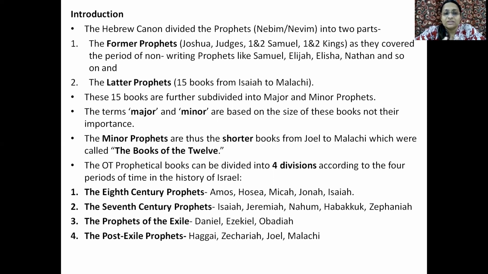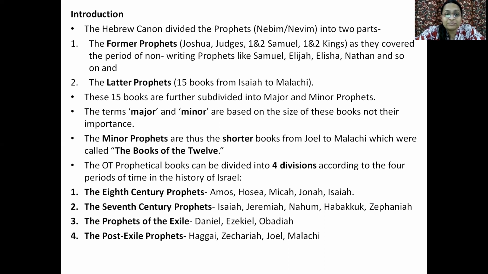Okay, so this is a section where we can see that these are the prophets who do not have prophetical books associated with them, though they have other kinds of books that may be associated with them. Okay, the second section is the latter prophets. So the latter prophets are the prophets who have prophetical books associated with them, or they have written prophetical books, or some prophetical books are credited to their name. Okay, so there are around 15 books of latter prophets in the Hebrew canon.